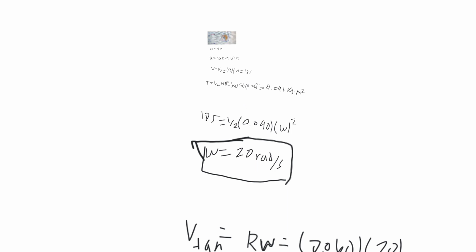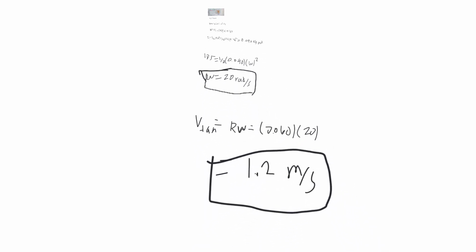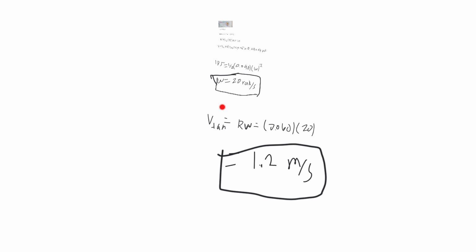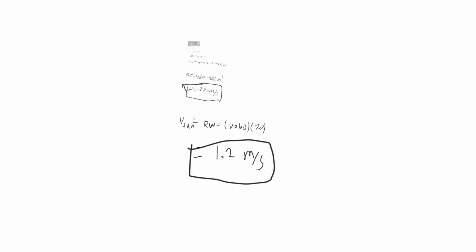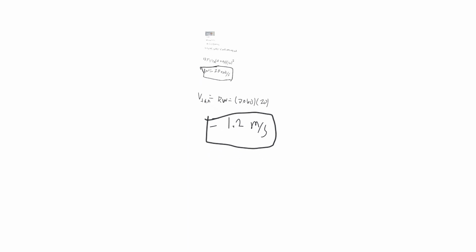Then it's asking us to find the final speed of the cable, so basically it's asking us for velocity. To do that, we can use the tangential velocity, v tan, which is equal to the radius times the angular velocity. The radius is 0.060 times the 20, which is the angular velocity we got before. We multiply that and we get 1.2 meters per second, and that's our velocity.